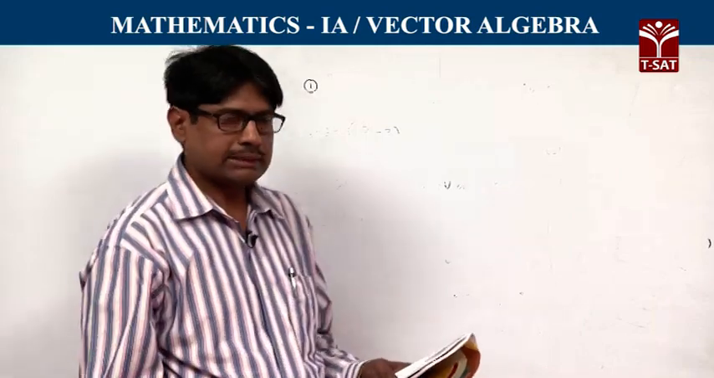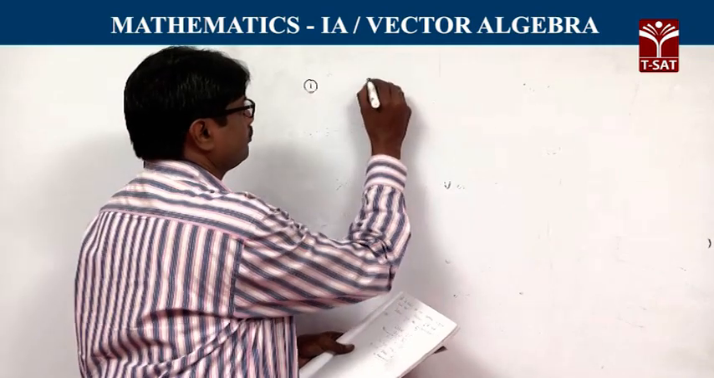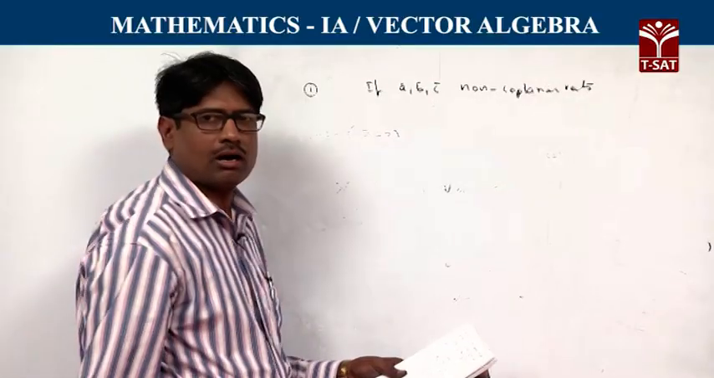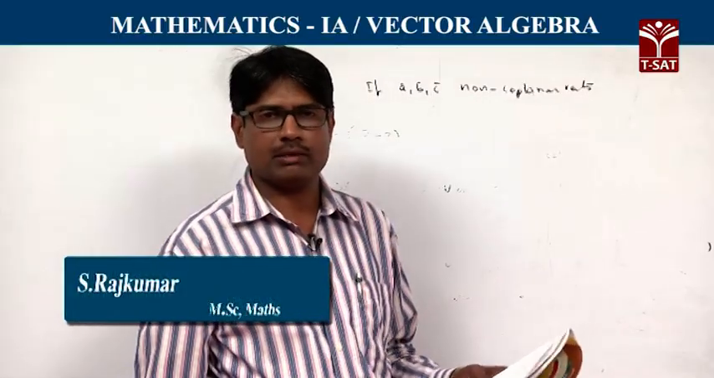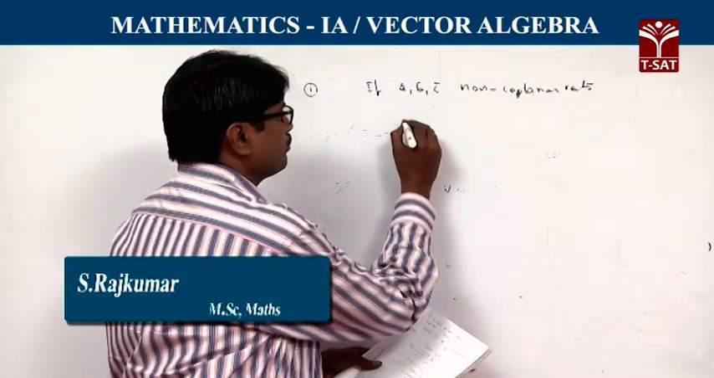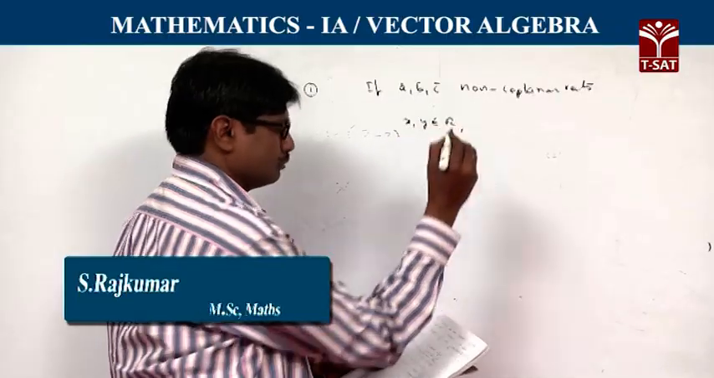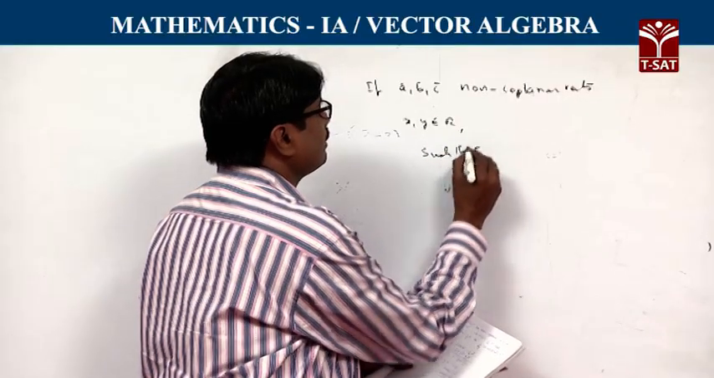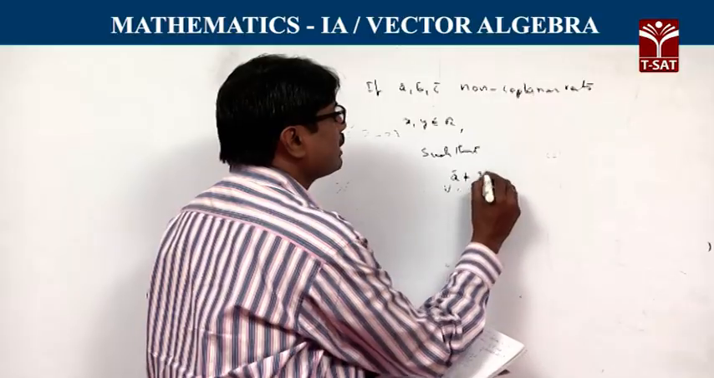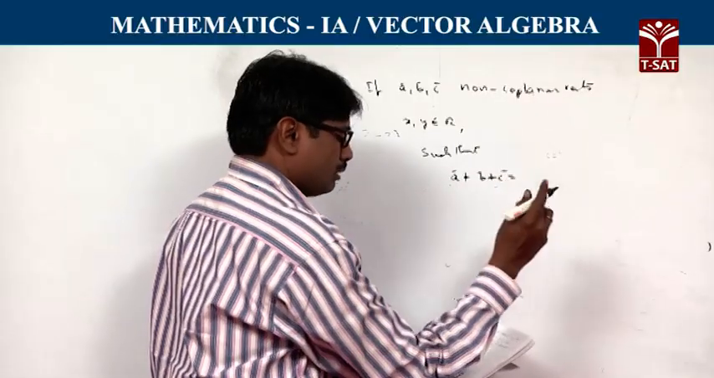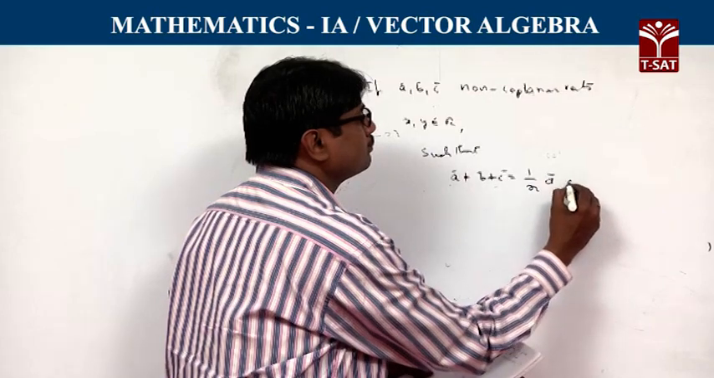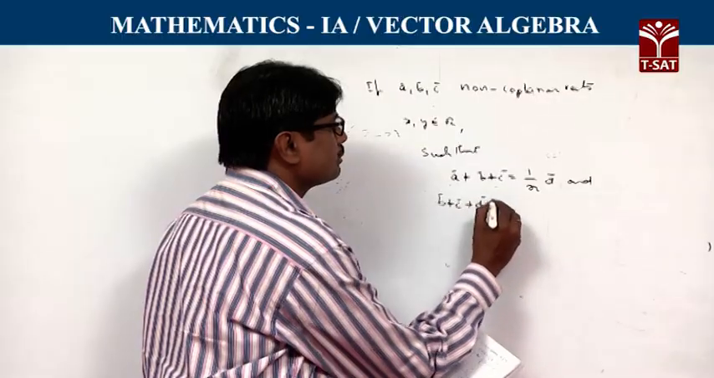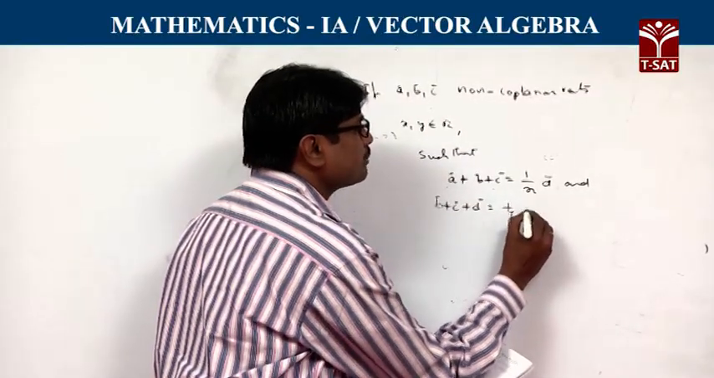If a bar, b bar, c bar are non-coplanar vectors, all non-coplanar vectors will be linearly independent. Let x, y belong to R, two scalars, such that a bar plus b bar plus c bar is equal to 1 by x times d bar, and b bar plus c bar plus d bar is equal to 1 by y times a bar.